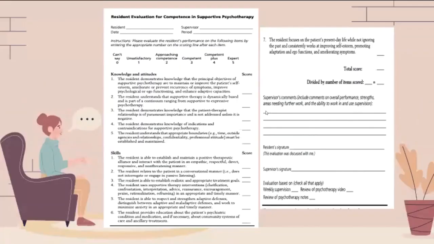This one, now, for this one. Yeah, 0 is, what is it, not noted? Can't say po, Doc, the 0. And then 5 is expert. Then what was 2? Approaching competence po, Doc. Then 3 is competent, and 4 is competent plus. And then 5 is expert.